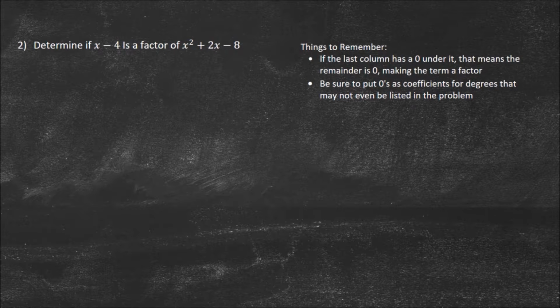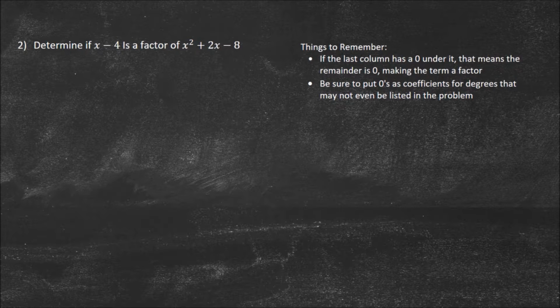On the right, I just wrote down some things to remember. It says if the last column has a 0 under it, that means the remainder is 0, making the term a factor. We just talked about that one. Then it also says be sure to put zeros as coefficients for degrees that may not even be listed in the problem. That's what we had to do for long division. Remember when we would have like x to the 5th plus x squared, we would have to write plus 0x to the 4th plus 0x to the 3rd. You just have to have those as placeholders. So we won't have any in this problem, but in my next example we do. So you'll see what I mean in a minute.